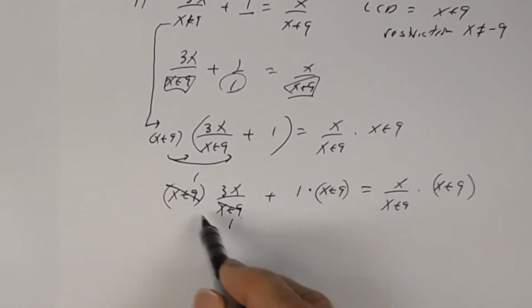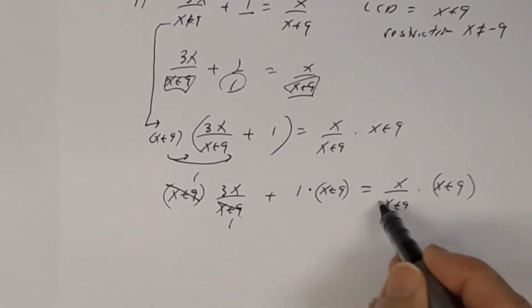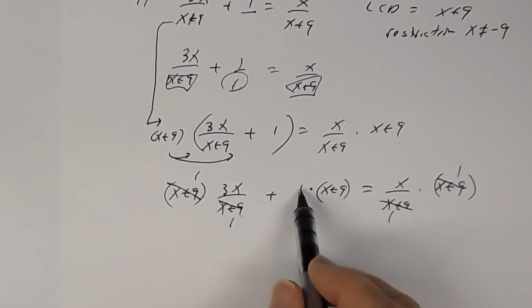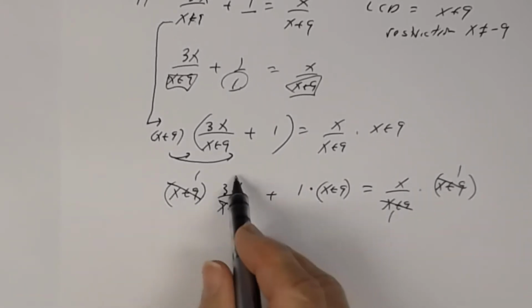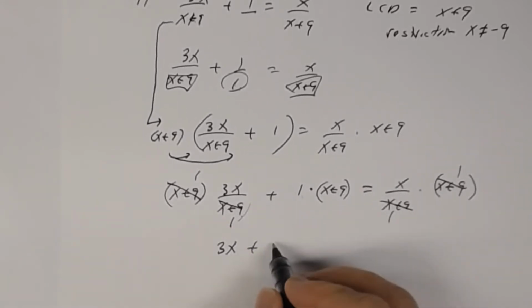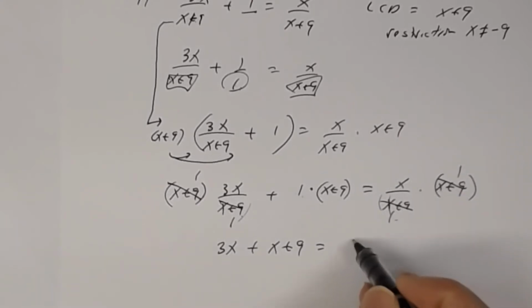So remember, the whole point of multiplying by the LCD is to make these factors 1s, and then these divide out as well. Now be careful with this one. So this is a 1. You're not going to make a mistake because it's a 1. But if it's a 2, you have to distribute the 2. So here I have 1 times 3x is 3x, plus 1 times x plus 9 is x plus 9, equal, and then x times 1 is x.